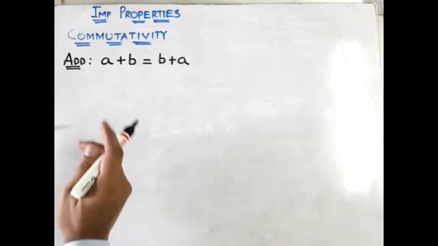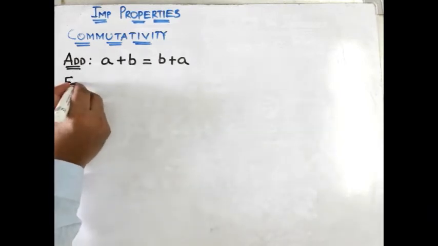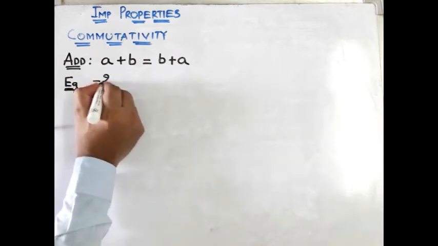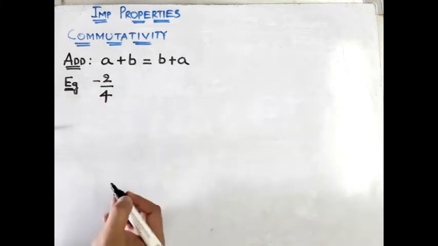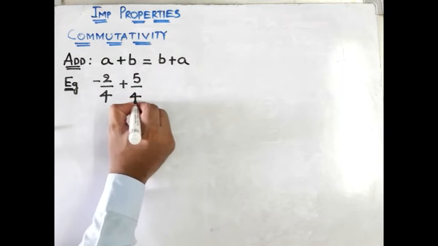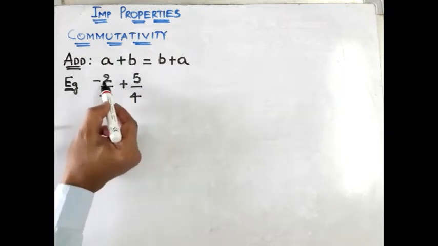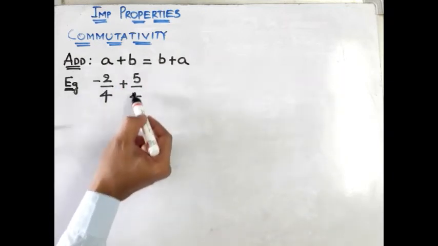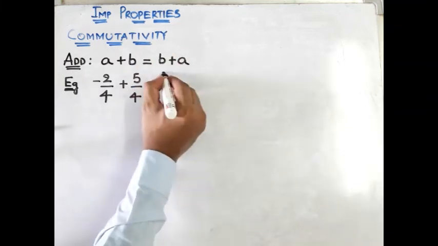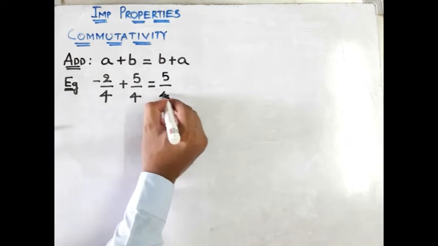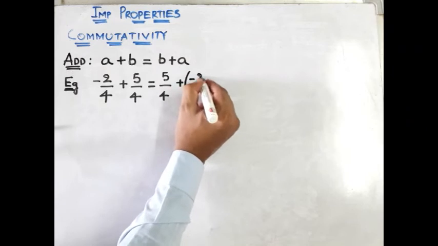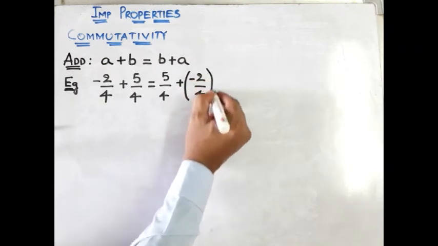Let us check with an example. Look, I am taking minus 2 by 4 plus 5 by 4. That means the value of a is going to be minus 2 by 4 and the value of b is going to be 5 by 4, is equal to, what is b now? 5 by 4 plus, what is the value of a? Minus 2 by 4. Please be careful.